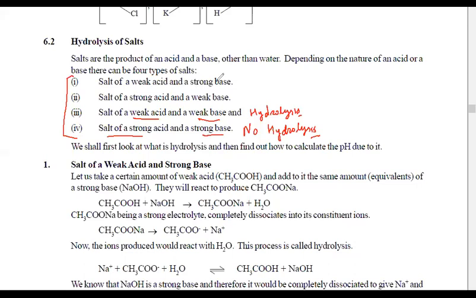Yes, very good, Sneha. So hydrolysis of both, right? Anionic as well as cationic ions will occur. Hydrolysis of both. Now, when we talk about salt of strong acid and weak base, tell me, in this case, which component will undergo hydrolysis? Tell me, which component will undergo hydrolysis?